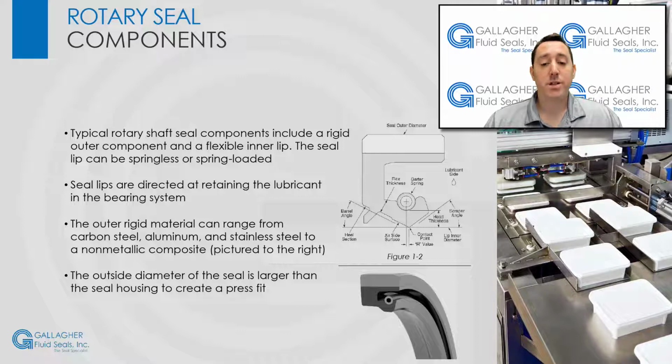The outer rigid material can range from carbon steel, aluminum, and stainless steel to a non-metallic composite as pictured here. The purpose of the outer component is to position and retain the seal in the housing. The seal's outer component must also be able to maintain a leak-free fit between the seal and the housing. The outside diameter of the seal is larger than the seal housing to create a press fit.